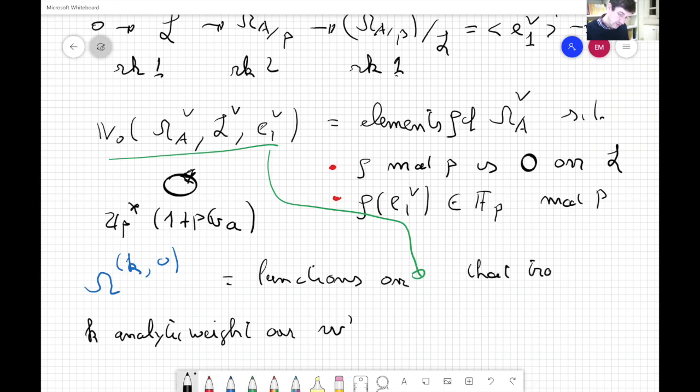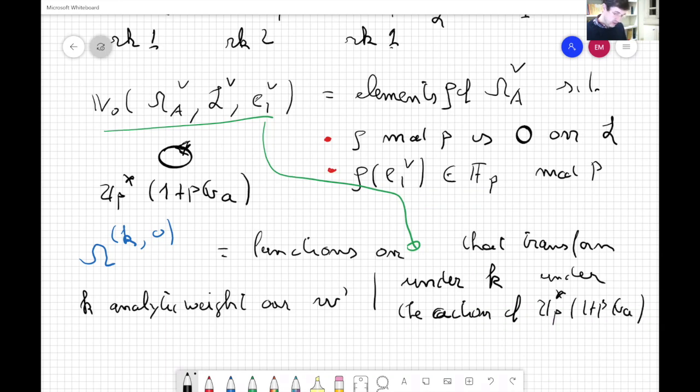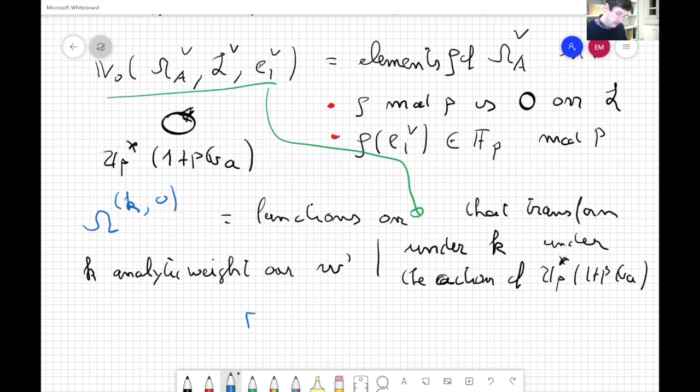That transform under the character K, that being analytic extends to a character of this open of the torus, under the action of ZP star, 1 plus PG. Okay, so this is the sheaf constructed by Vincent in his Duke paper. This is another way of getting it.